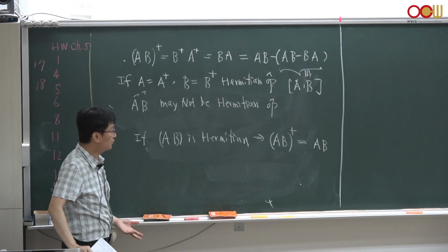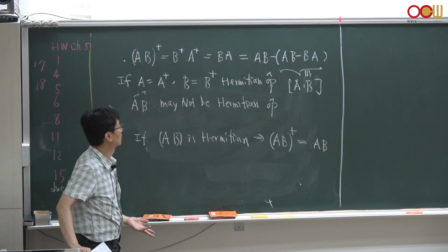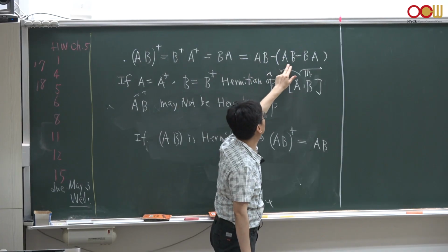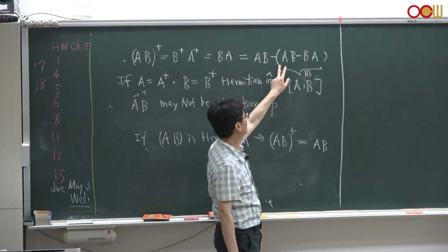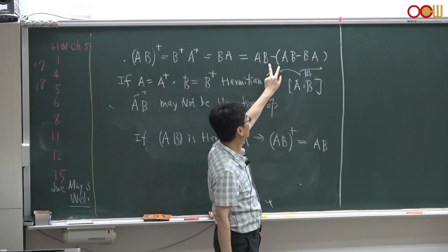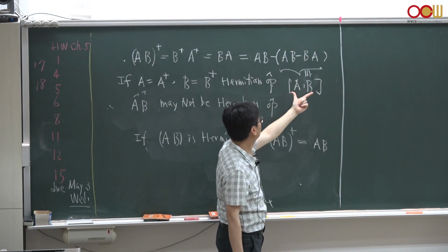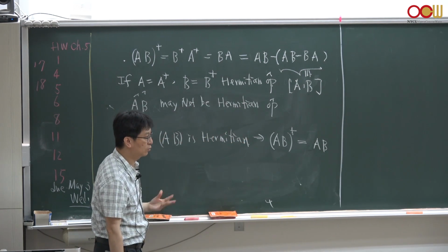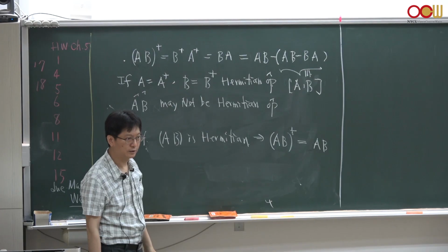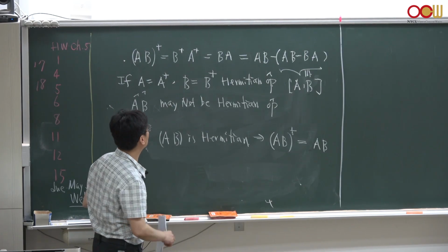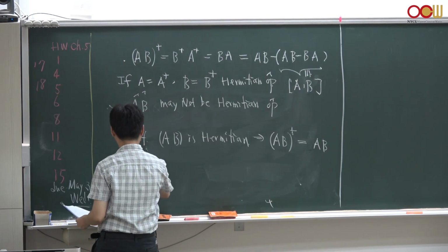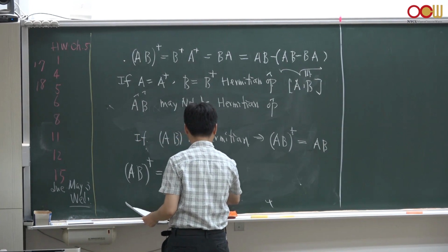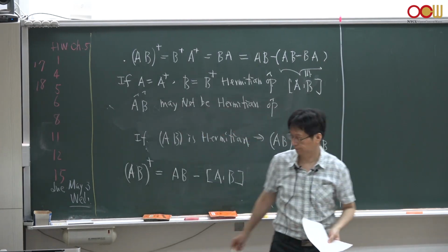But they differ by a commutator. Because BA could be rewritten in terms of AB minus AB plus BA. You simply add and subtract the operator product AB to form the bracket AB minus BA, and this is defined in quantum mechanics as the commutator between A and B operators. So this is really the key point. So AB dagger is what? It is AB minus the commutator between A and B.